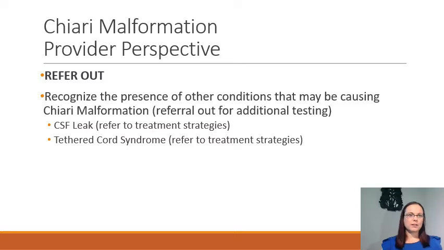So for providers, if we're thinking that there might be a Chiari malformation, definitely want to refer out. This isn't anything necessarily that we're going to magically cure. However, it's important to recognize the presence of the other conditions that might be causing the Chiari malformation. And of course, refer out for additional testing. But again, Chiari malformation is that downward pull on the cerebellar tonsils, so down on that brainstem. And this can be caused by a CSF leak, a spinal leak, or tethered cord syndrome. Tethered cord syndrome we'll talk about in a little bit. CSF leak is something that we're probably going to refer out.